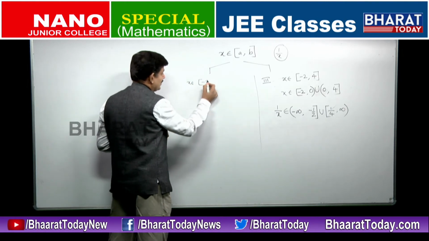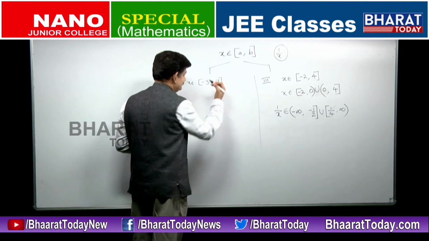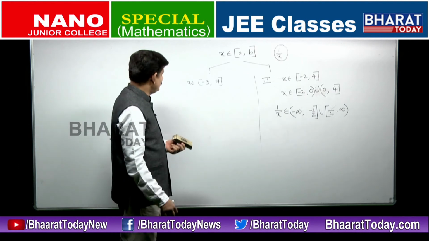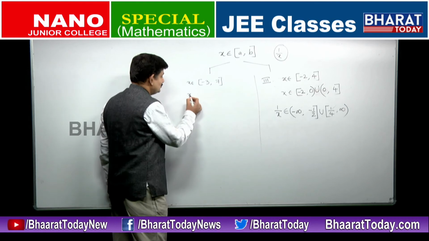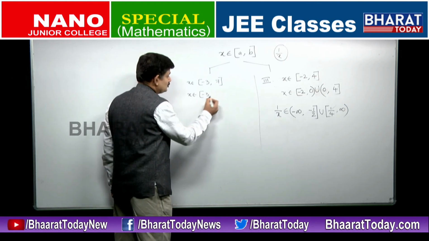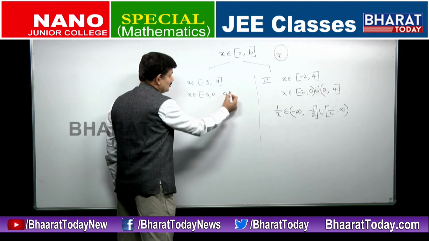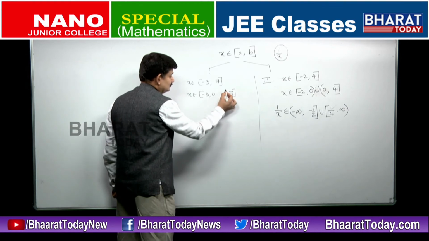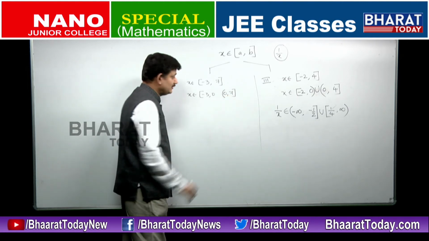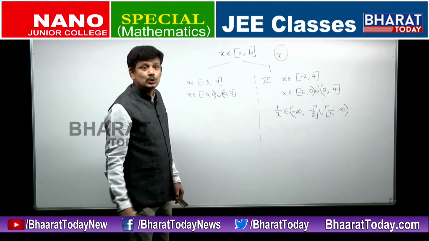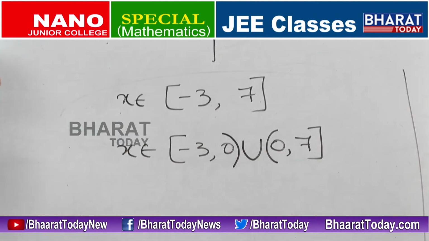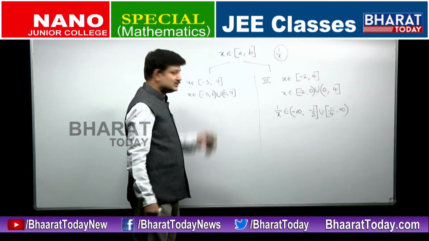x belongs to, let's say, -3 to 7. So what is the first thing which I need to do? Numbers are of opposite sign. So break the discussion at 0. So x belongs to -3 to 0 and 0 to 7. 0 is removed, so open interval at 0. 0 is removed, open interval at 0. In between I have to put a union symbol. Now this side numbers are all negative, this side numbers are all positive.